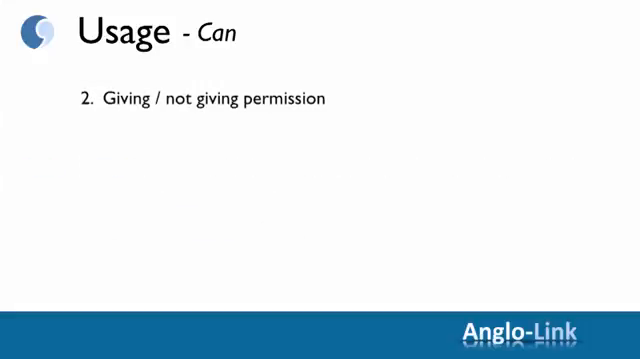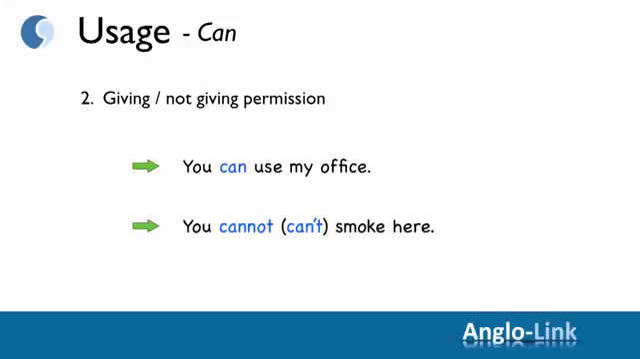The second usage of can is giving or not giving permission. For example, you can use my office. Or, you cannot smoke here. You can't smoke here. You will see later that in order to ask for permission, we use the modal may.